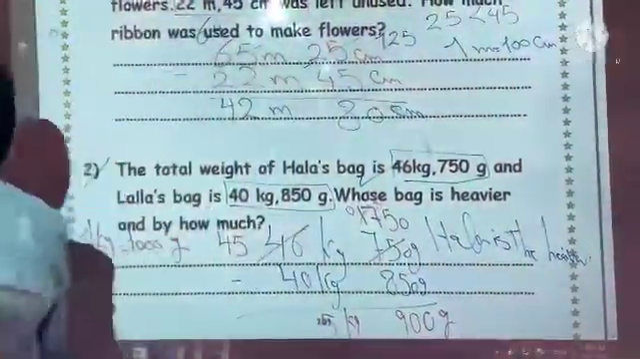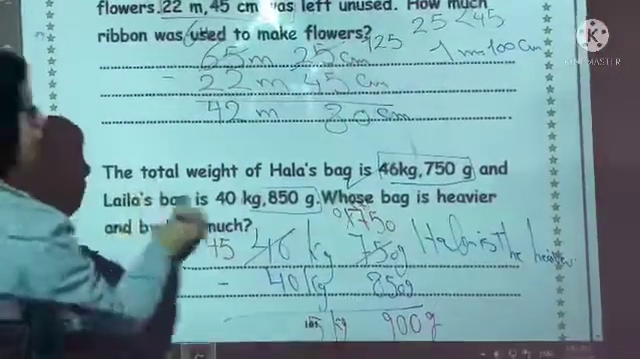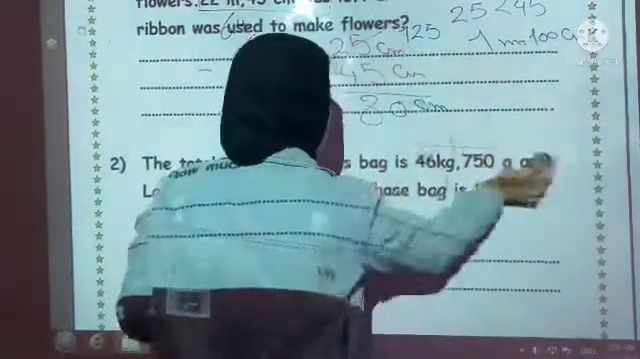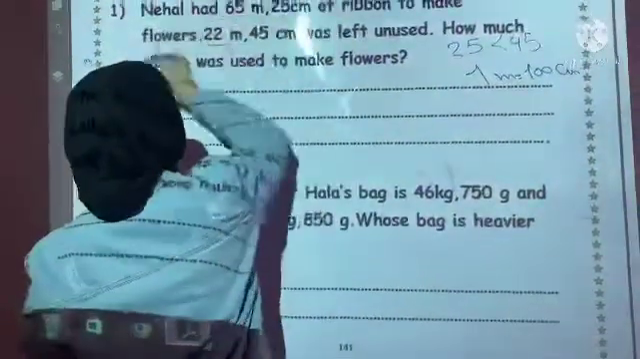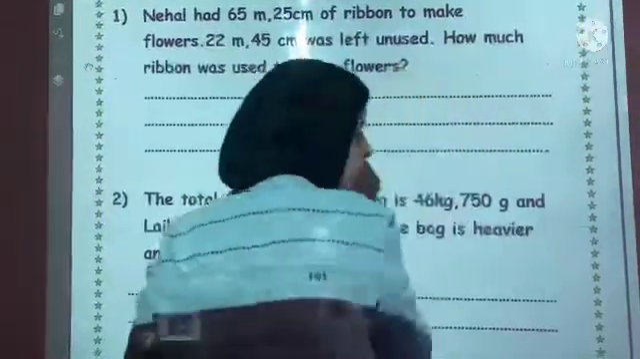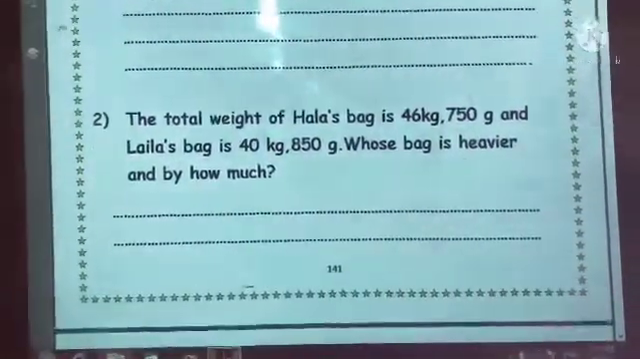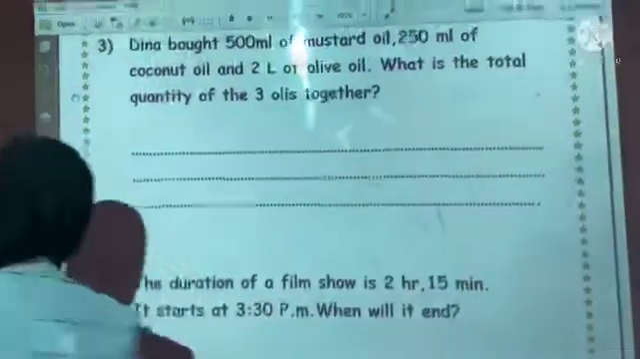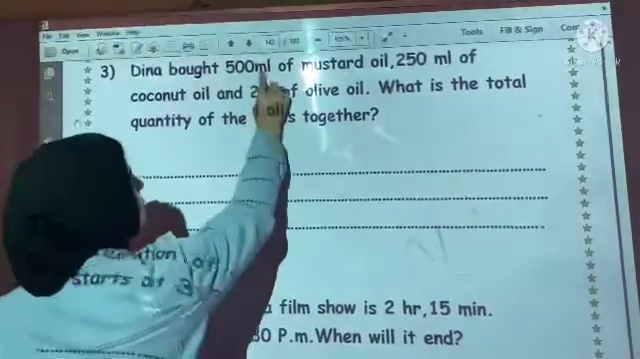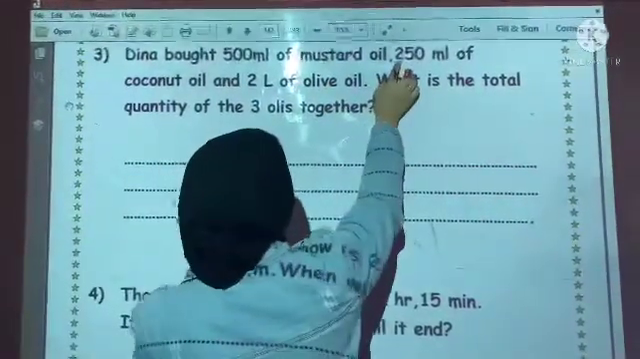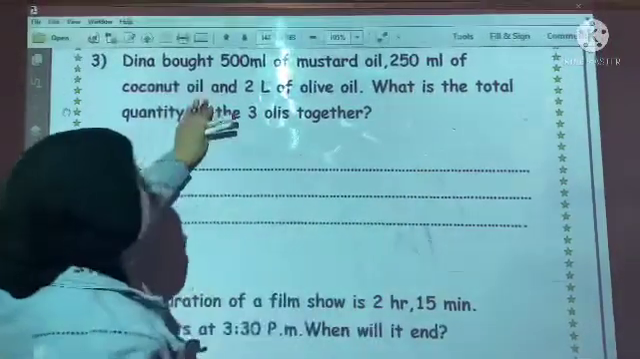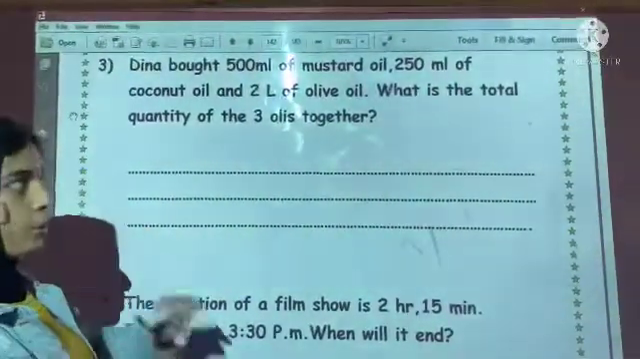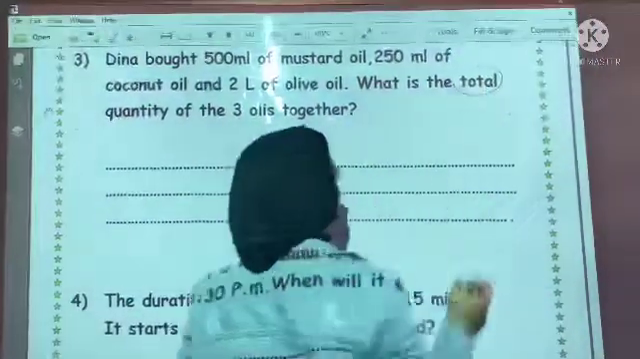Now I'm going to erase it and move to the next one. Here Dina put 500 milliliter of mustard oil, 250 milliliter of coconut oil and 2 liter of olive oil. What is the total quantity of the 3 oils together?